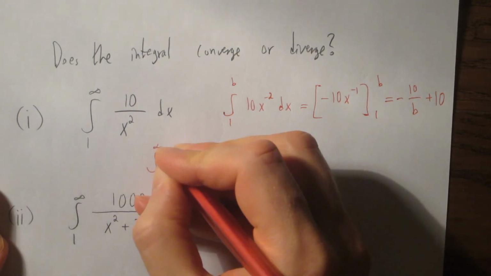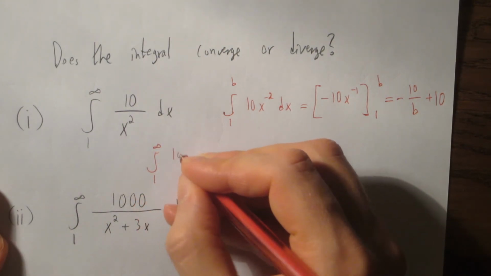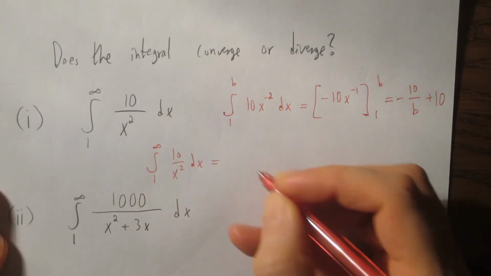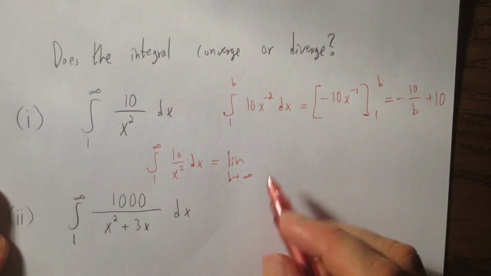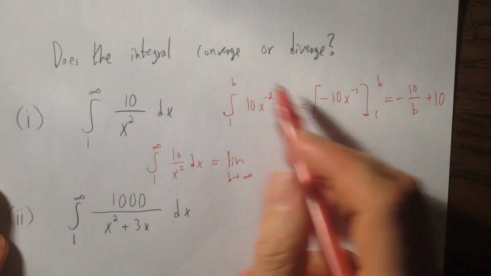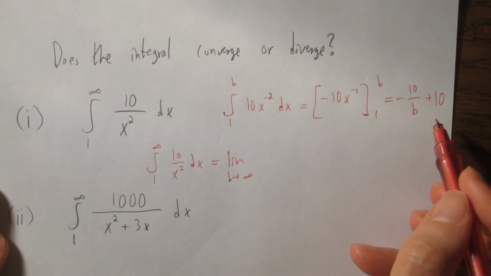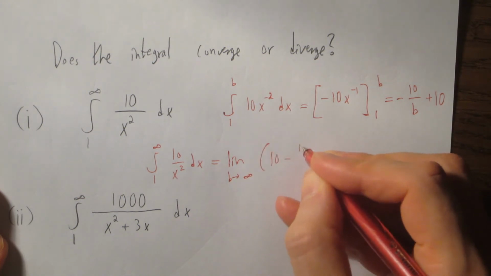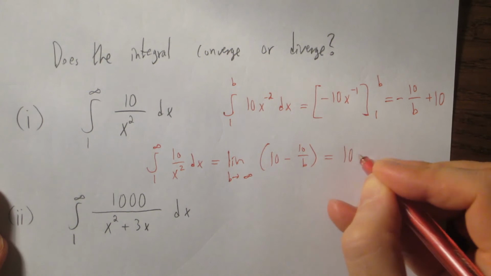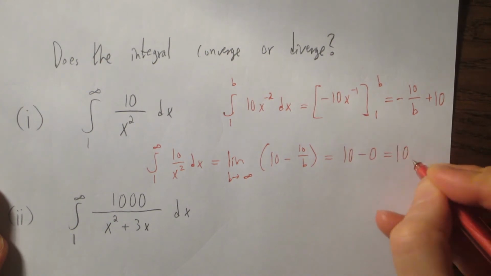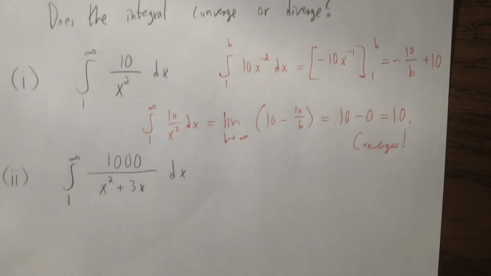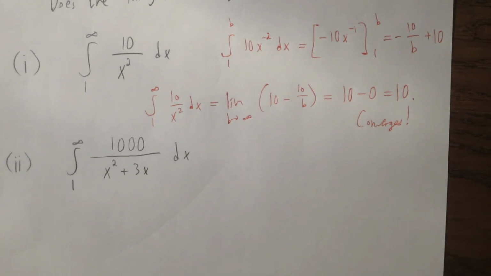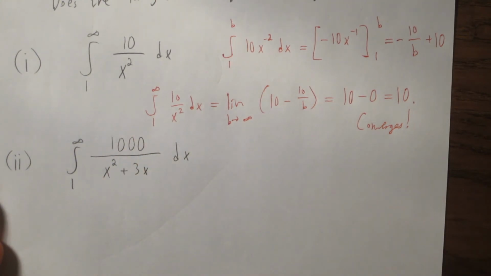And so to get the improper one, you take the limit of the integral from 1 to b as b tends to infinity, but whatever b is, this guy is equal to 10 minus 10 over b. And here it's 10 minus 0 as you let b go to infinity, so it's 10, so it converges. In the second one, this one doesn't look so nice, I mean, you don't want to think backwards here really.